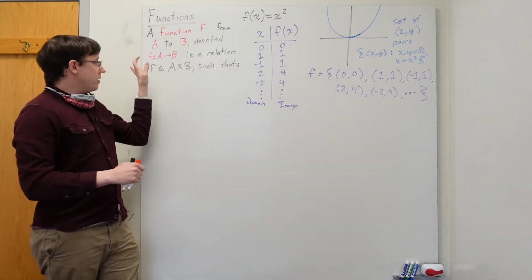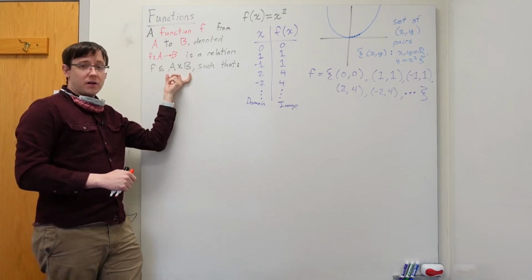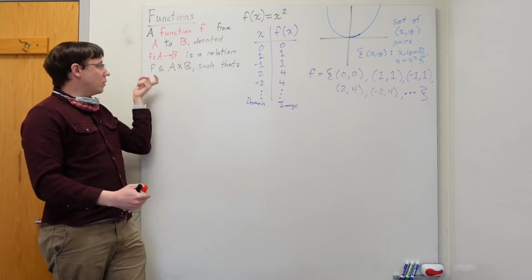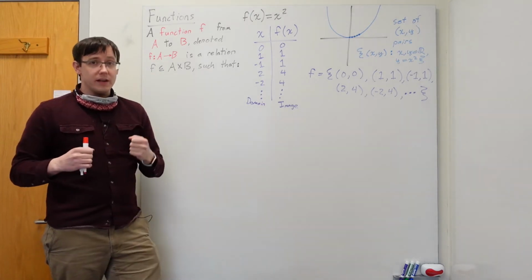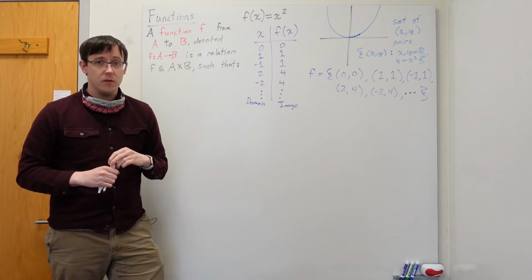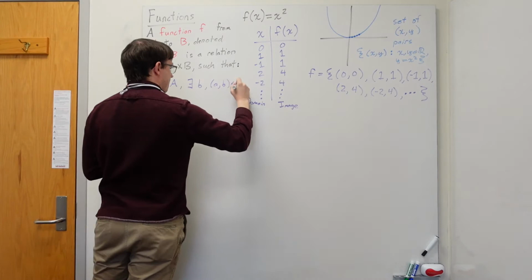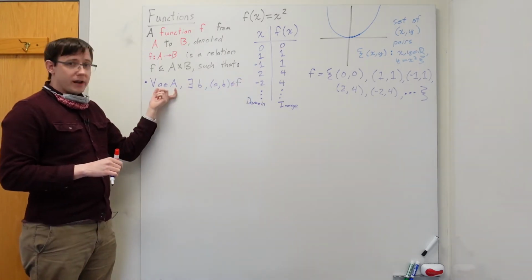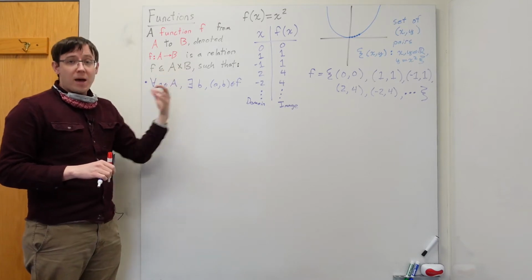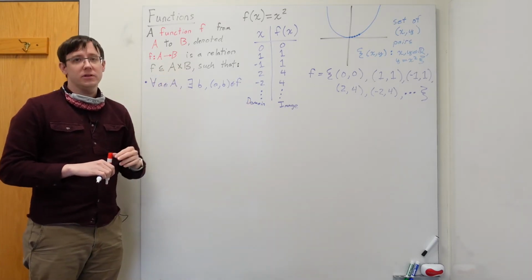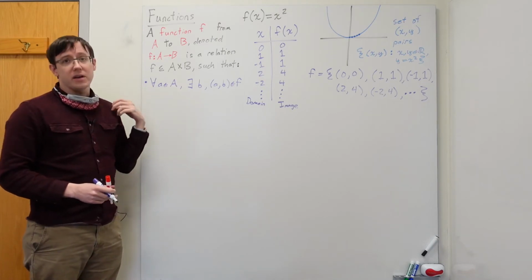So we define a function from set A to set B as a subset of the Cartesian product. So that makes our function f a relation, but it is a relation with a couple of specific properties. The first property is that for every element of the input set, there is some mapping for that element in the output set. So we can call this existence, that there exists a mapping for every input.